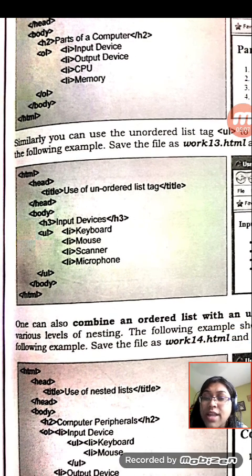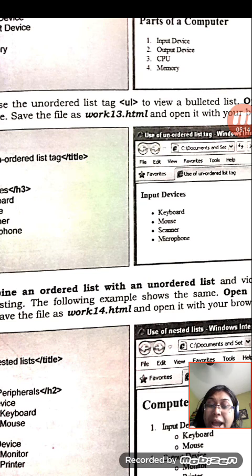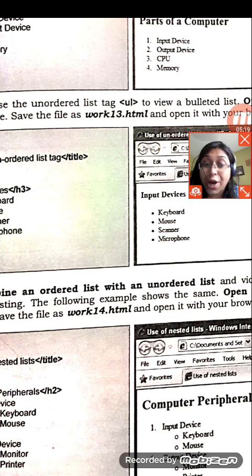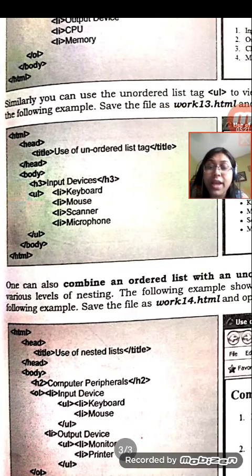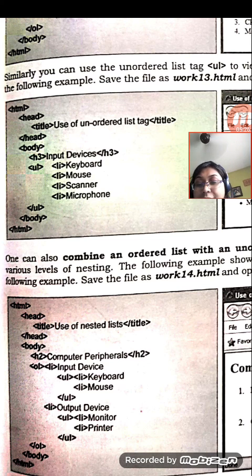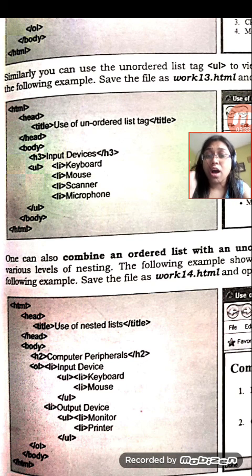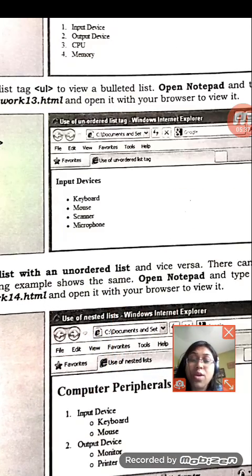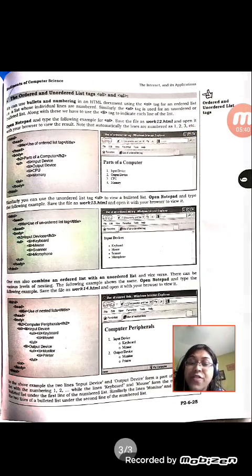Then there is an example of ul, the unordered list. You can see li keyboard, mouse, scanner, and the output will be by default in bullet format. Next, we can mention the unordered list like ul type equal to star. If we mention it like this, the list will be shown with stars. So this is the basic concept of today's lesson.